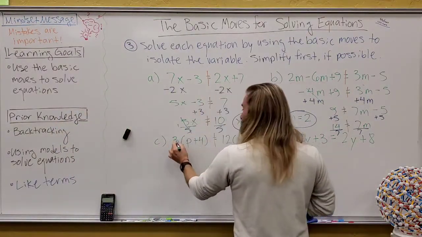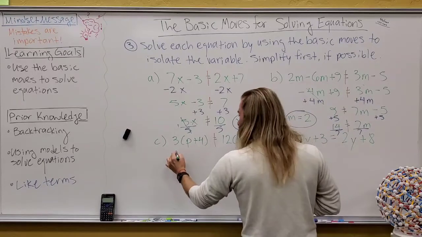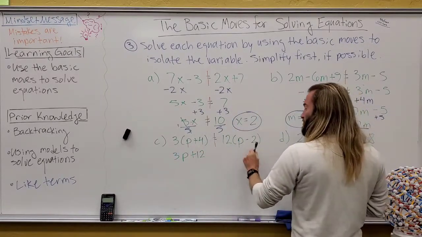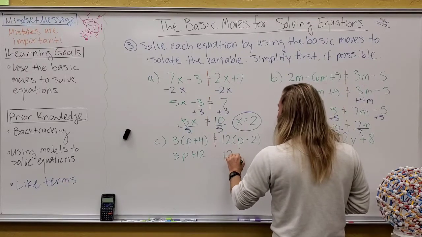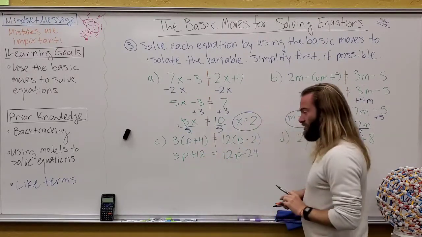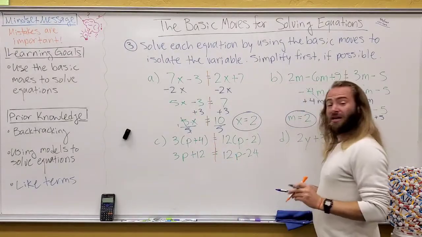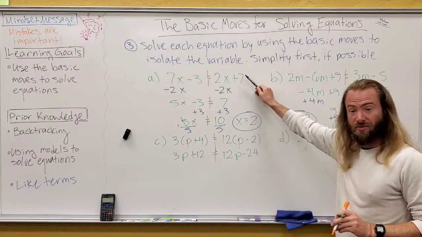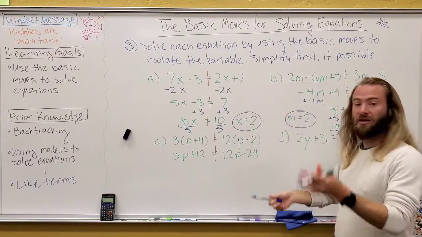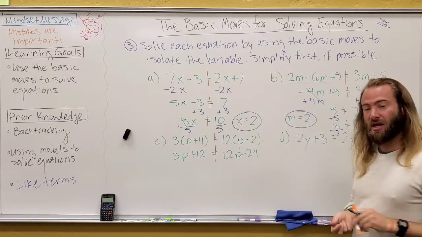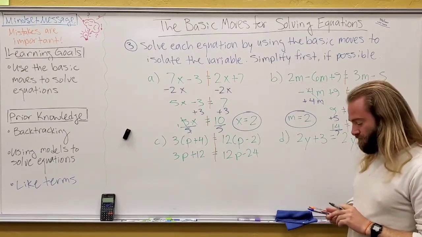But first, before I do any balancing or apply the basic moves, let's do this idea of distributing and just rewriting it. So if I distribute this 3 across p plus 4, I get 3p plus 12. And if I distribute this 12 across p minus 2, I get 12p minus 24. And those are equal. Now yet again, we've run into something that looks similar to what we started with in part A, right? And we can combine like terms on one side of the equation and then the numbers on the other side of the equation.